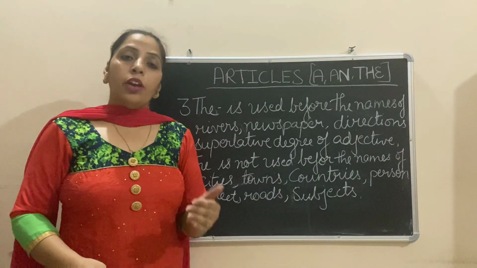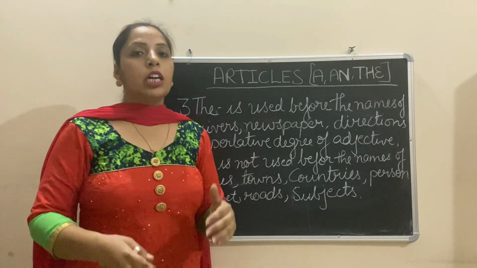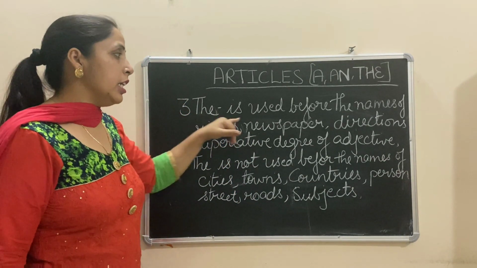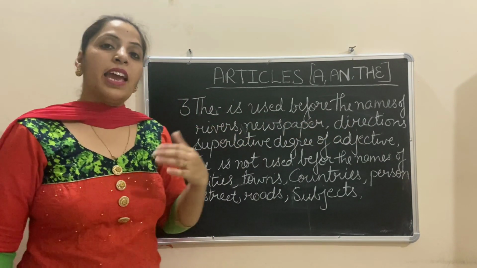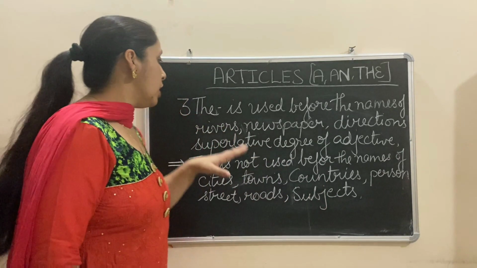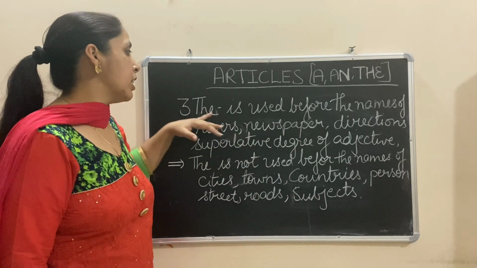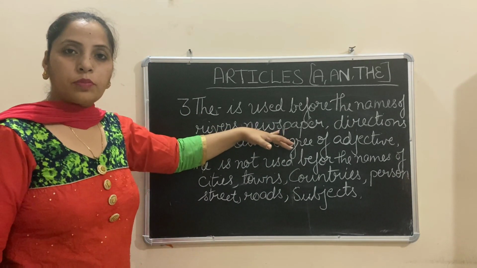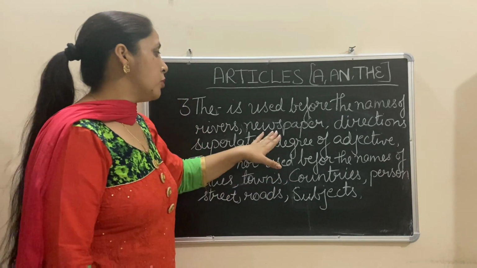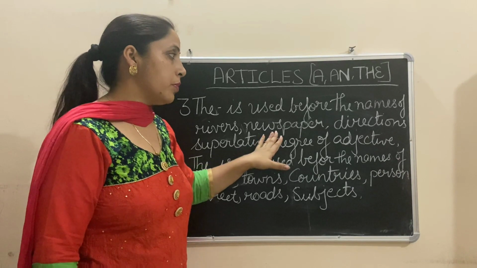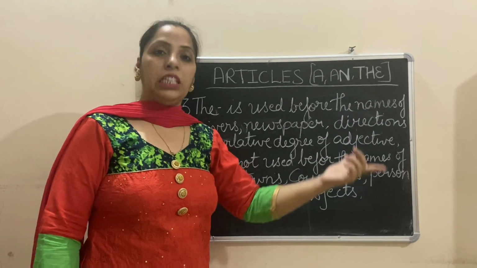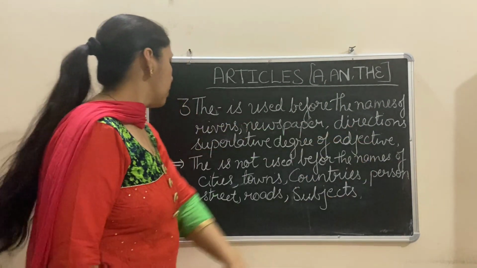Now we will see where to use the article the and where not to use the article the. The article the is used before the names of rivers. For any river, for example, we'll say the Ganga, the Yamuna, the Satluj. Names of rivers always have the article the. Names of newspapers: the Times of India, the Hindustan Times, the Tribune. So for names of newspapers we will add the. Directions: the east, the north, the west. The sun rises in the east. So it is a direction.